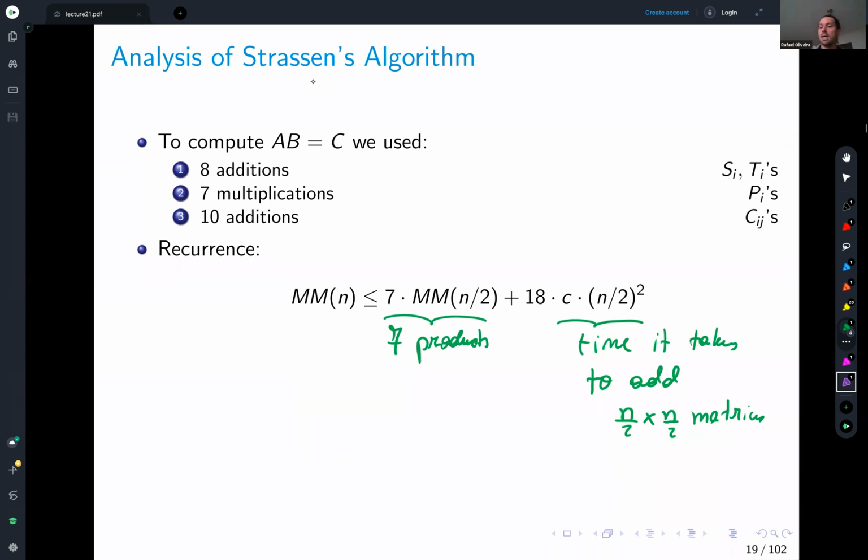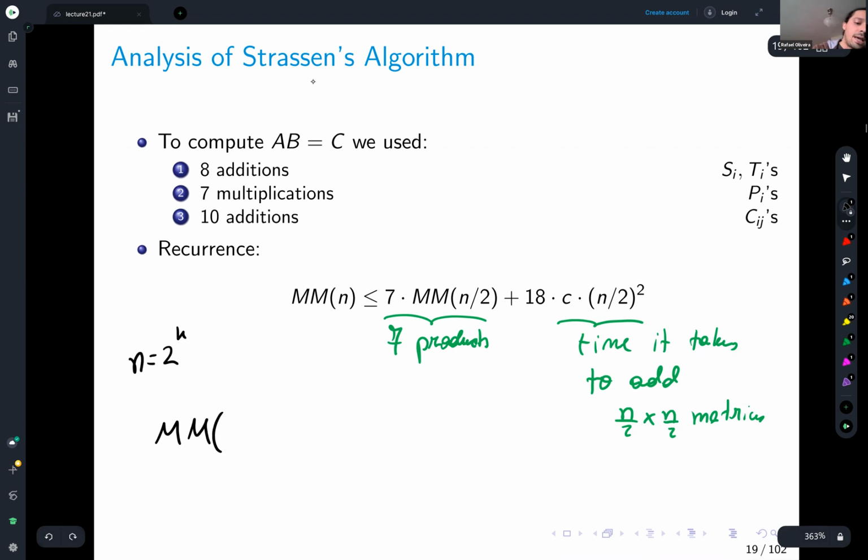Then you can either use the master theorem that you learned, or you can just do this recurrence. It is such a simple recurrence, you can just do it on the fly, right? If we know that n is equal to 2 to the k, then MM of 2 to the k is less than or equal to 7 times MM of 2 to the k minus 1, plus 18 times c times 2 to the 2k minus 1, right?